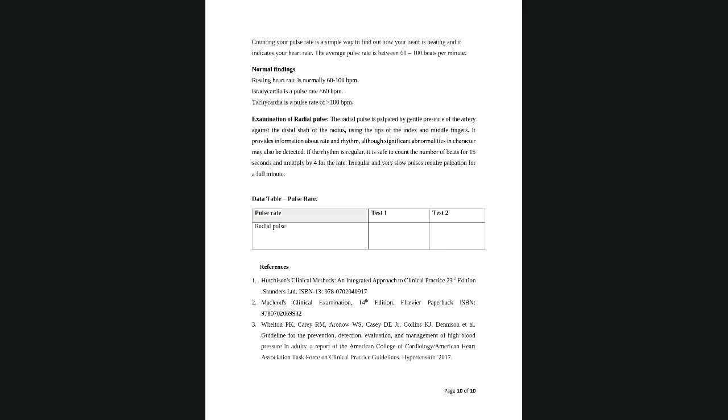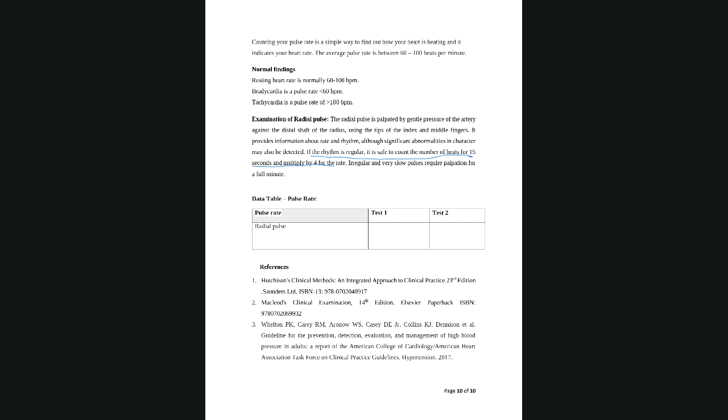Here the radial pulse has to be counted. Usually the 3-finger method is used for the counting. If you remember, it is written here: if the rhythm is regular, it is safe to count the beats for 15 seconds and multiply by 4, right? That means when you are asked to measure the pulse, first you have to feel for the pulse and make sure about the rhythm. That means it should come at regular intervals. Tuck, tuck, tuck. If you are able to feel the pulse at regular intervals, then you can count the pulse for 15 seconds and multiply it by 4, and you will get approximately the pulse rate in 1 minute.